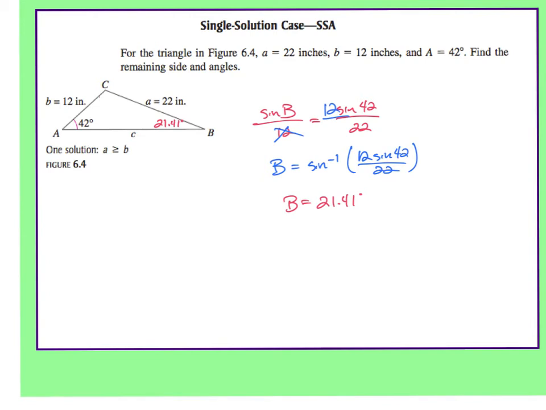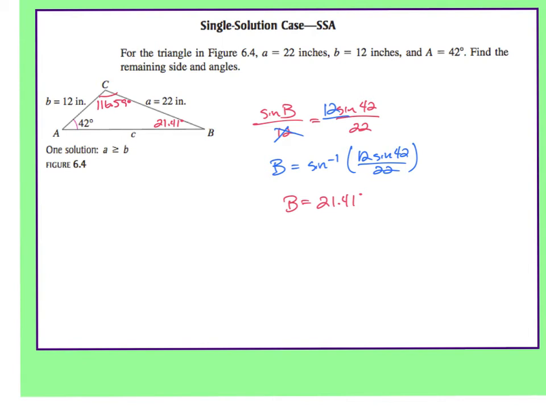So now that I have that angle B is 21.41 degrees, what could we solve for? Angle C. We can ask for a third angle. So we subtract both of them from 180. Good. So what is our angle C? 116.59 degrees. Good. So now that I have that, I can now solve for side C.